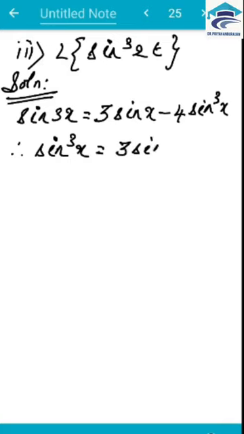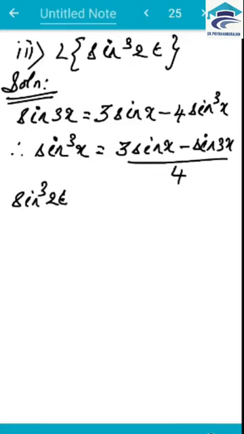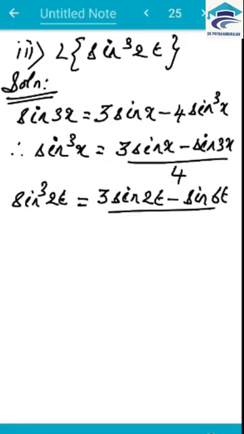3 sine x minus sine 3x by 4. So what we have here? We have sine cube 2t. So instead of x we have 2t. So this can be written as 3 sine 2t minus sine 3 into x. So our x is 2t. So 3 into 2t. So this will become sine 6t by 4.